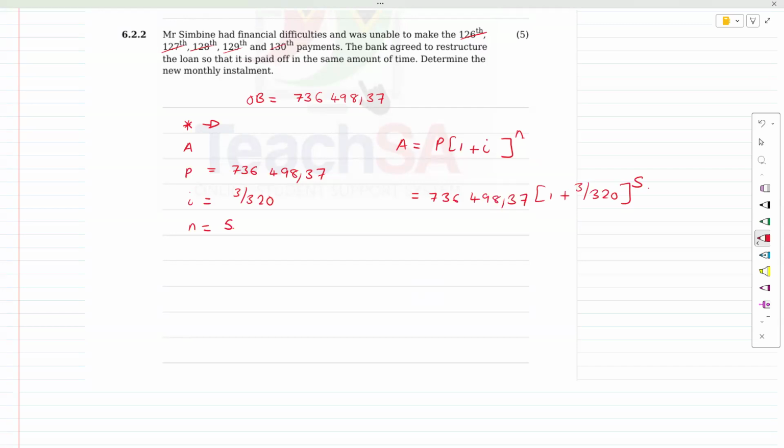And just like that, 771,675.14. Now, guys, that's stage one. That's part one. Part one's easy to deal with.